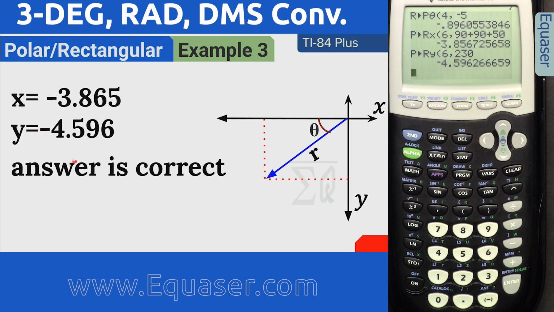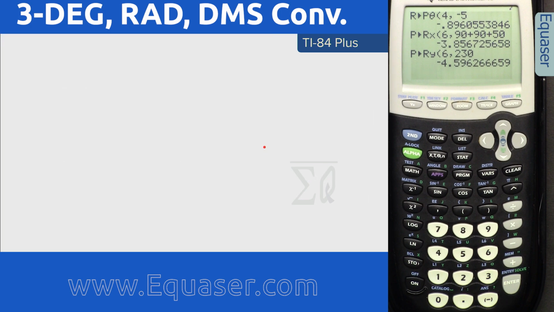Now if we check here, x is minus 3 on this side and y is minus 4.5. So both of these are in the right quadrant, and our answer is correct.